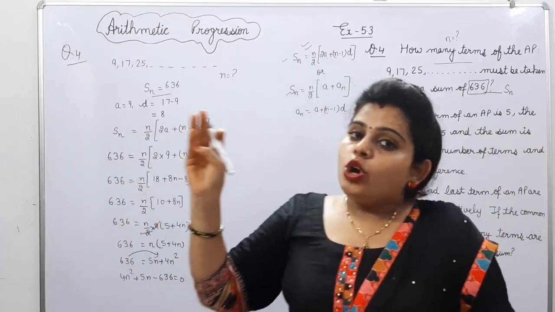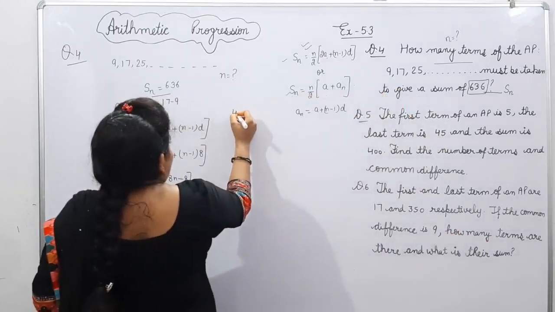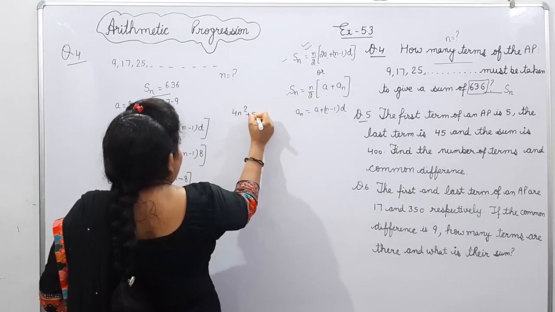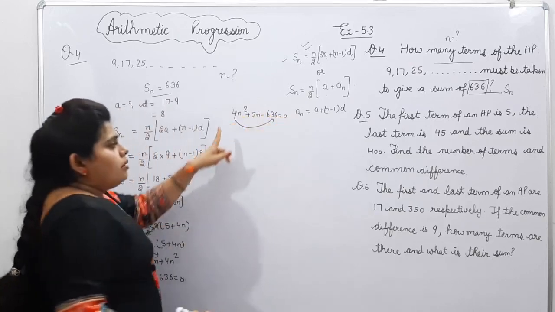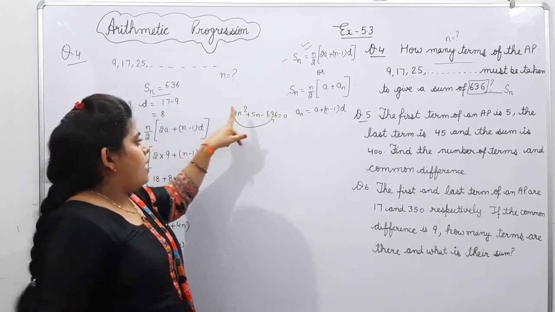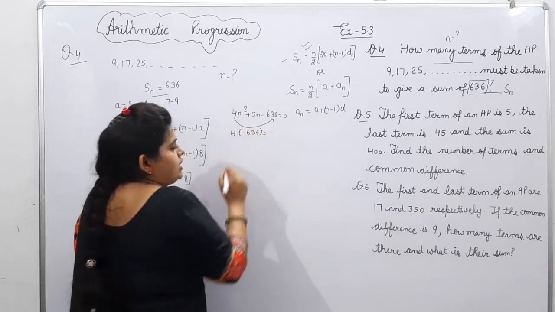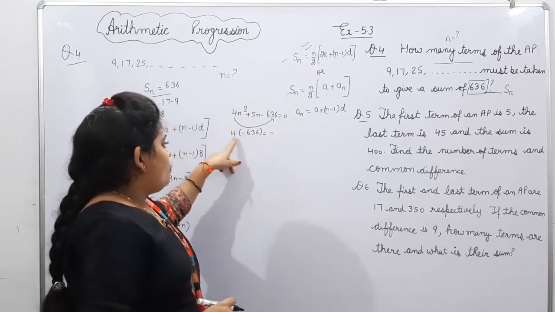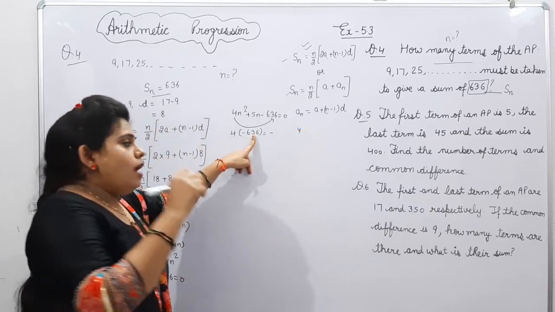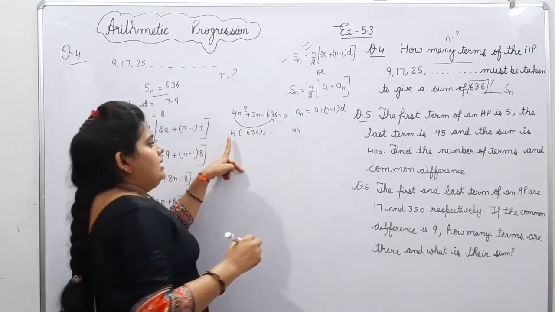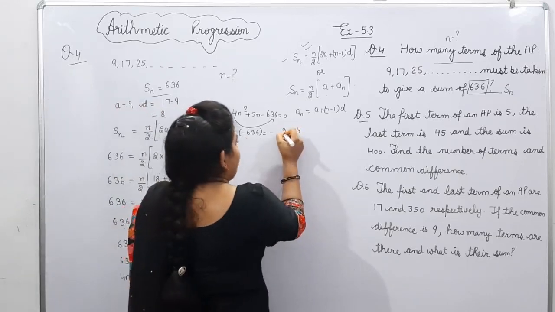We can use the factorization method or the quadratic formula for finding the value of n. So 4n square plus 5n minus 636 is equal to 0. Now dear students, multiply minus 636 by 4. What will we get? Minus 2544. 4 sixes are 24, 2 carry, 4 threes are 12, 12 plus 2 is 14, 1 carry, 4 sixes are 24, 24 plus 1 is 25.